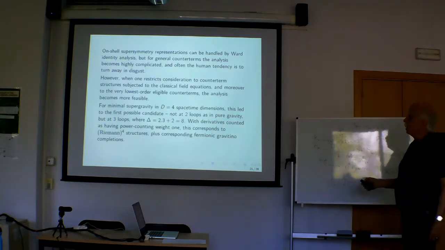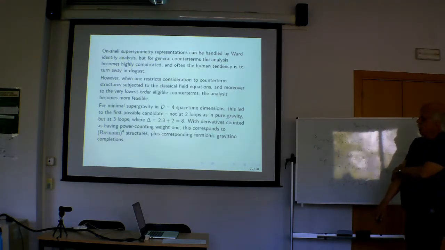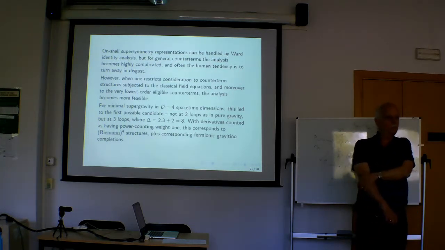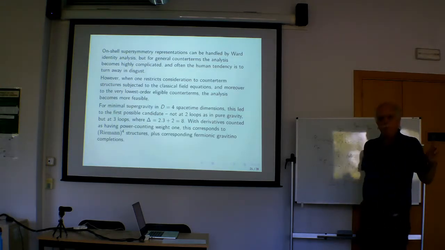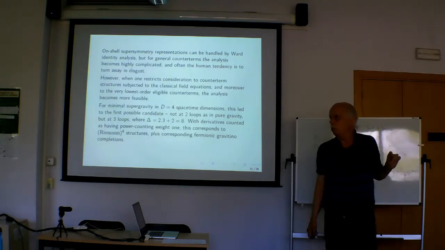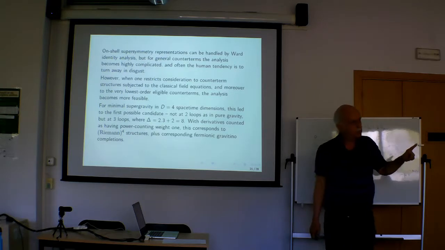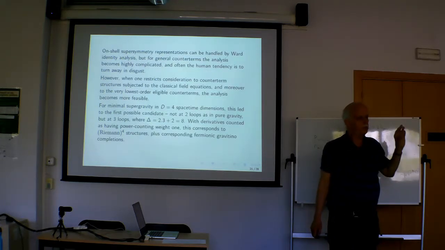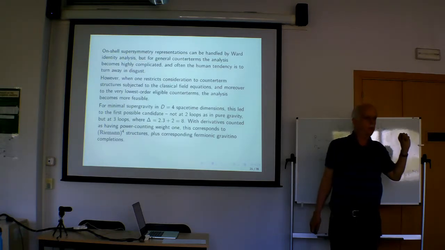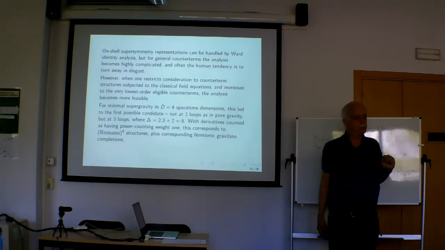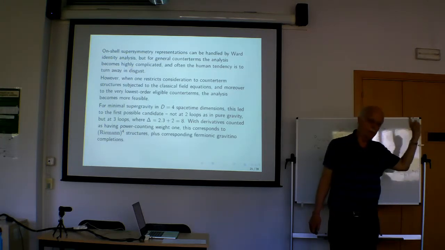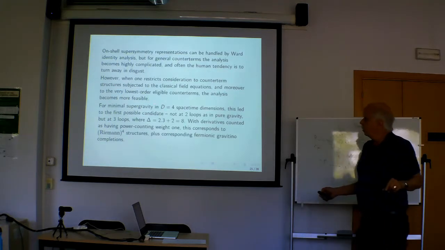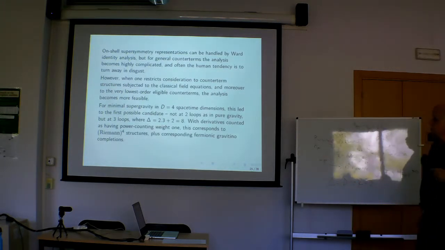Now you can handle such representations by Ward identity analysis, but laziness comes in, and basically people say, ugh, and get disgusted and don't look at it. However, if your aim is limited, first of all, let's impose the classical field equations. Secondly, let's look for the very first infinity. So, subject to the classical field equations in pure relativity, you'd be looking at the two-loop infinities. The first one is really dangerous to you. Gell-Mann warns you, and it happens. So if you take that attitude, the analysis becomes more feasible.